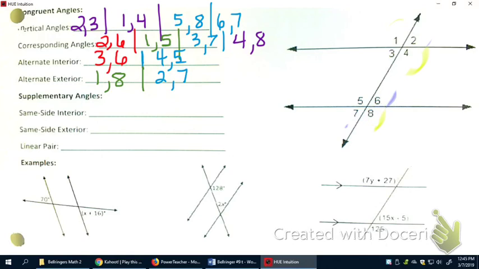All right, let me erase that. And let's look at all of our supplementary angles. Supplementary angles are angles that equal 180. I think you already know that, but we'll just talk about it anyway. So same side interior would be 3 and 5 because they're on the same side, but they're inside the parallel lines. And there's one more pair. 4 and 6. Okay. Same side exterior. 1 and 7 because that's outside. 2 and 8.